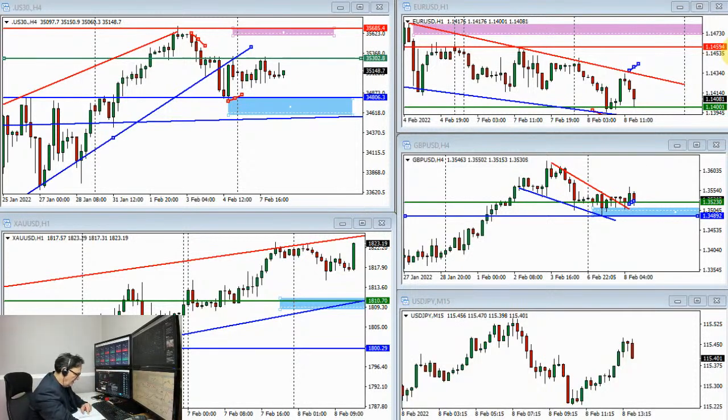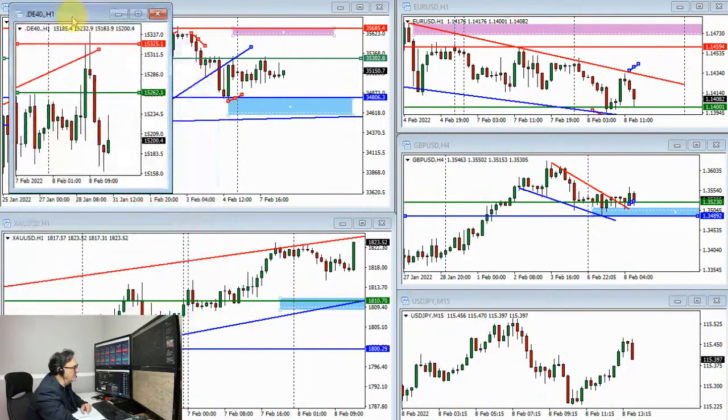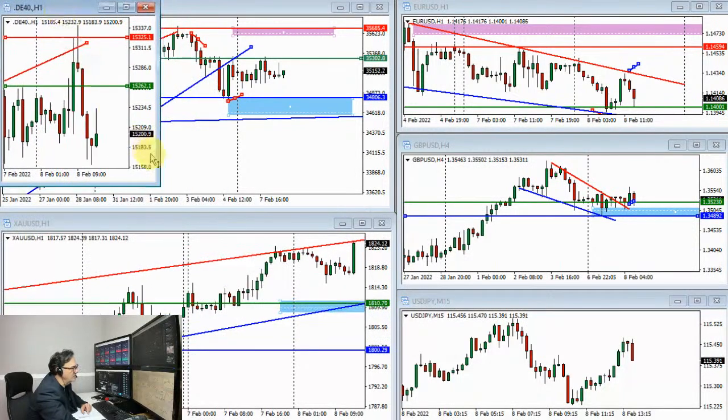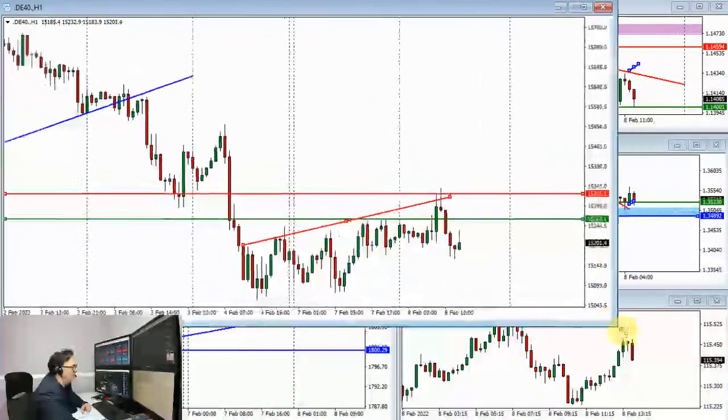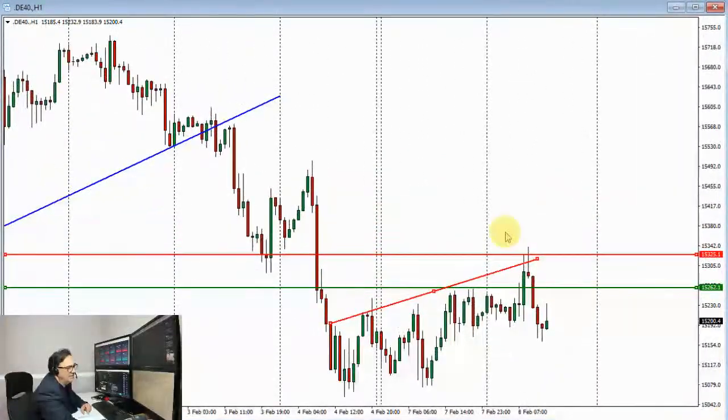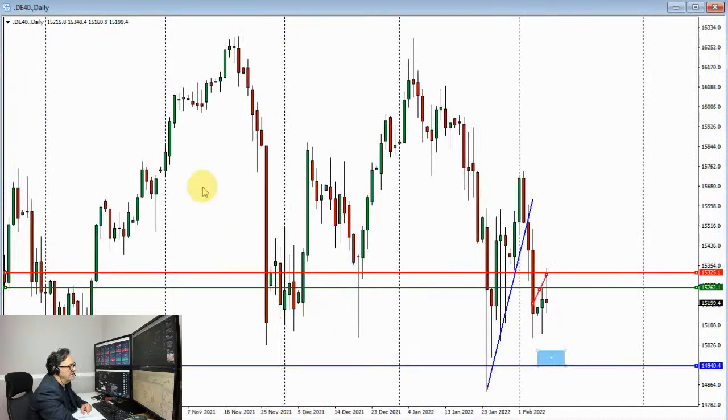The other thing that I'm looking at the moment from the European indices point of view is German 40, or the DAX index, or DE40, as some brokers are calling it. The key level of interest for me is at 15,260. So this green area here is really.